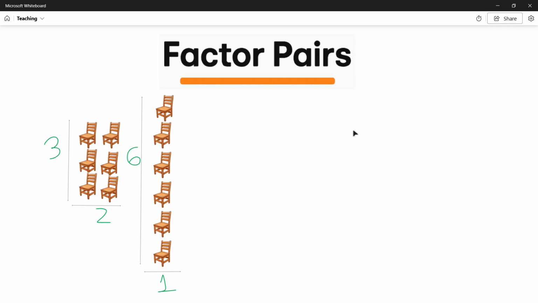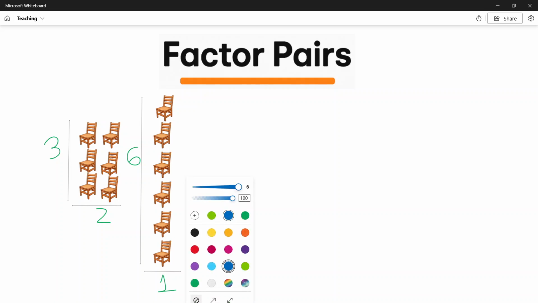What are factor pairs? Factor pairs are just two numbers, like teammates, that get multiplied and give us a whole number. That doesn't include decimals. It just includes whole numbers like 1, 2, 3, 4, 5, 6. Those are the whole numbers.